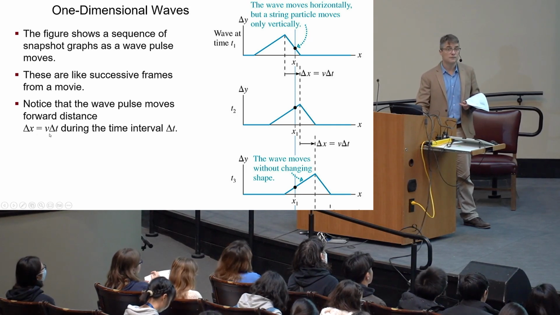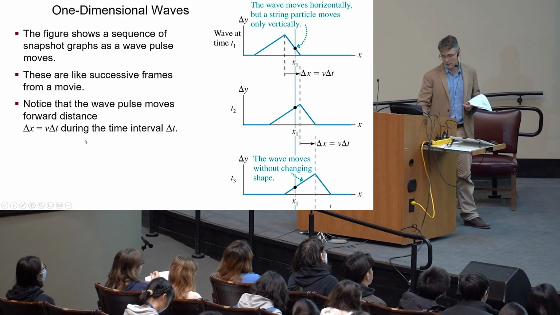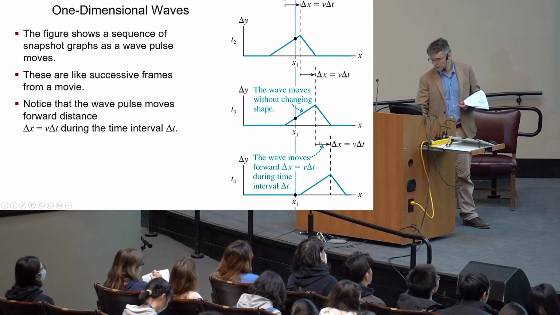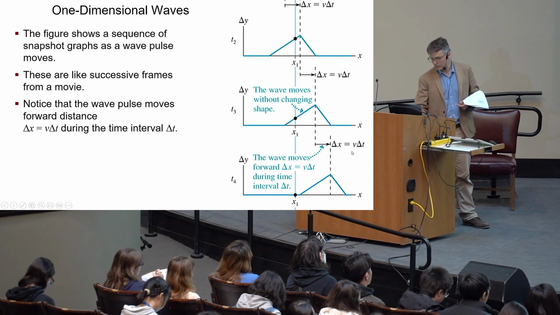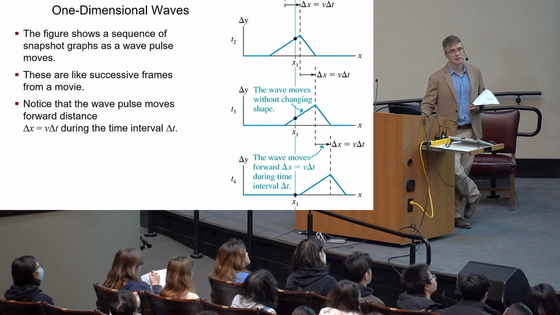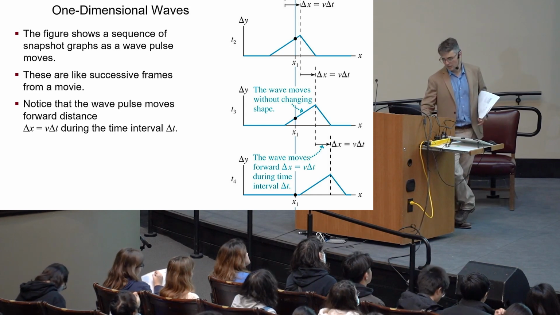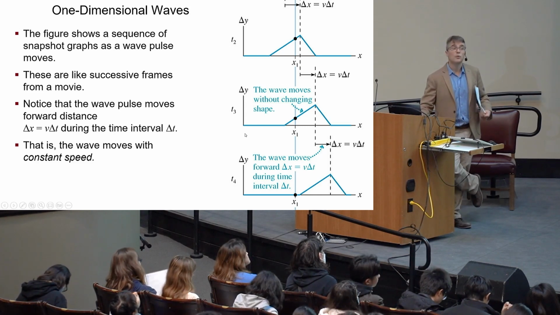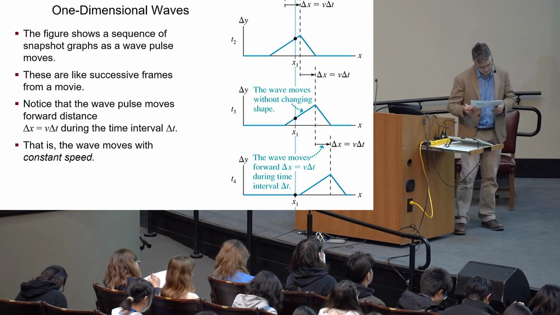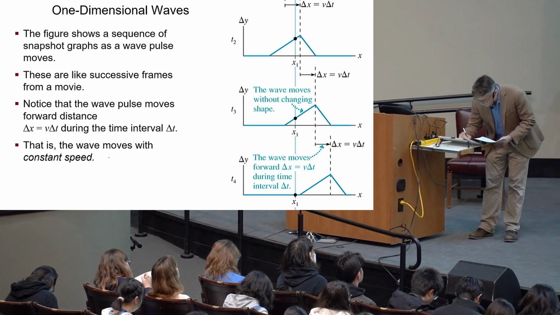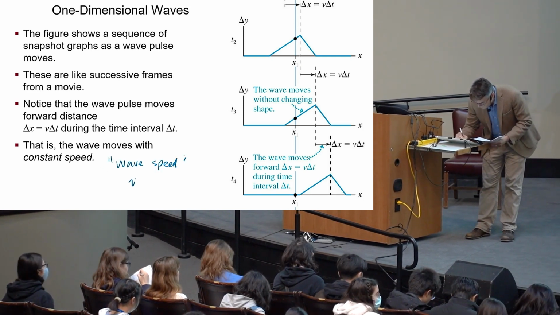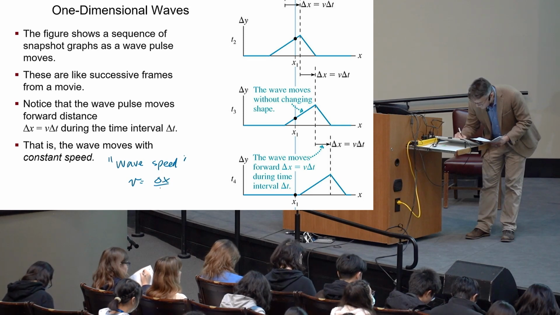Delta x is v times delta t, where v is now the speed of the wave. And it keeps going. Here's your little delta x. For every equal interval of time, delta t, you'll get that same shift. So the wave moves with a constant speed, which we're going to compute. We'll call it the wave speed: v is equal to delta x divided by delta t.